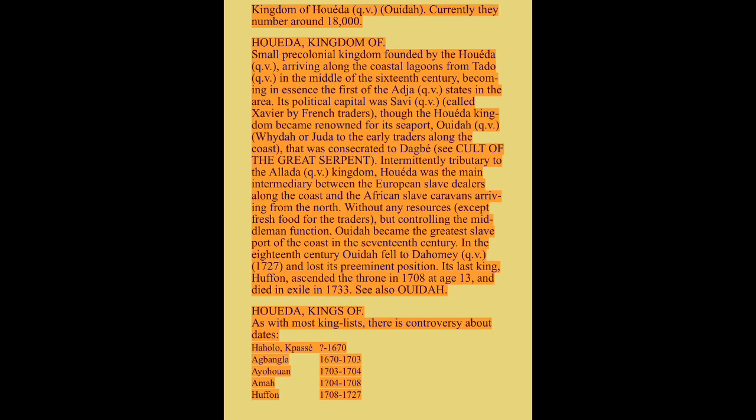Whydah, or Judah, to the early traders along the coast, was consecrated to Dangbé or Dangabi. This we'll get into later, but this is called the cult of the great serpent. Intermittently, they paid tribute to the kingdom of Alada. Whydah was the main intermediary between the European slave dealers along the coast and the African slave caravans arriving from the north, without any resources except fresh food for the traders, but controlling the middleman function. Whydah became the greatest slave port of the coast in the 17th century.